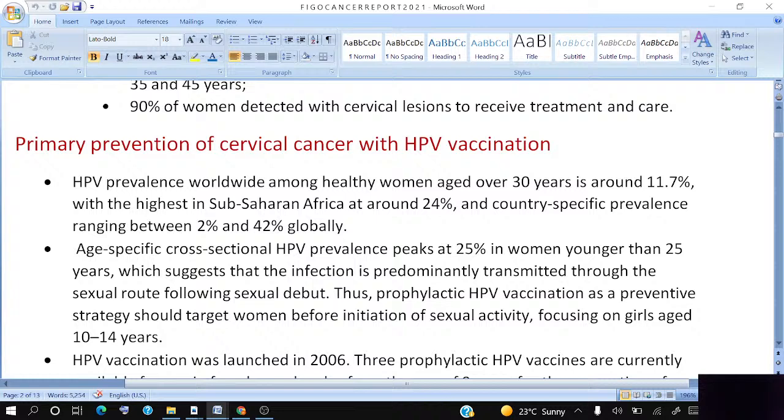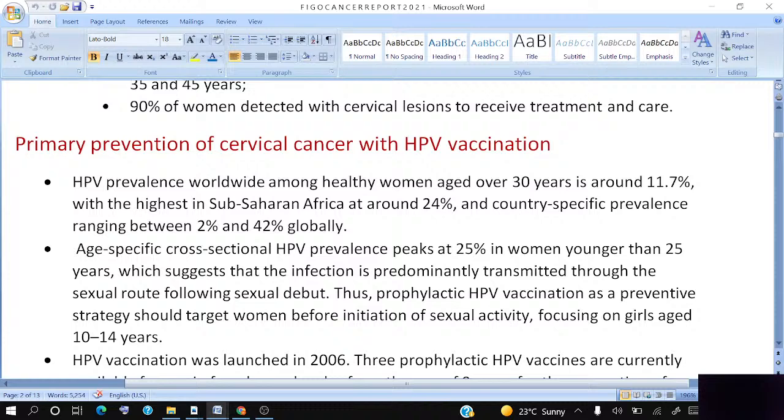Worldwide, among women, the prevalence is about 11.7%. This percentage is very important, and they said it is highest in sub-Saharan Africa, at around 24%. Across countries, the prevalence specifically ranges between 2% and 42% globally.